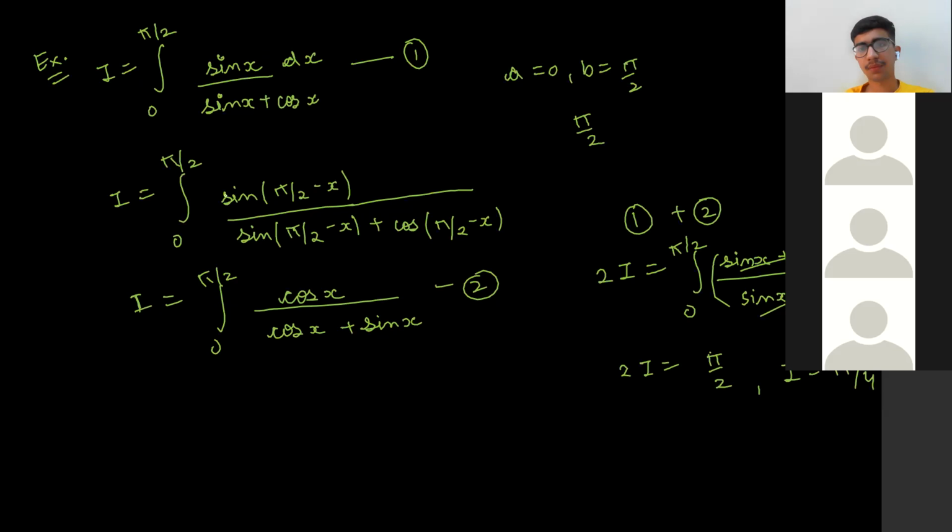The next question which you have to solve is integration I is equal to, one second, I'm still writing the previous question. Yeah, done. So the next question is integral 0 to pi by 2 of 2 to the power sin x divided by 2 to the power sin x plus 2 to the power cos x dx.